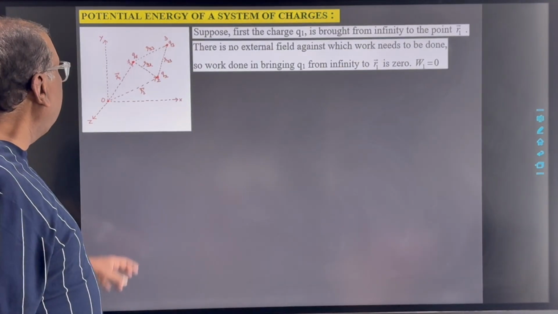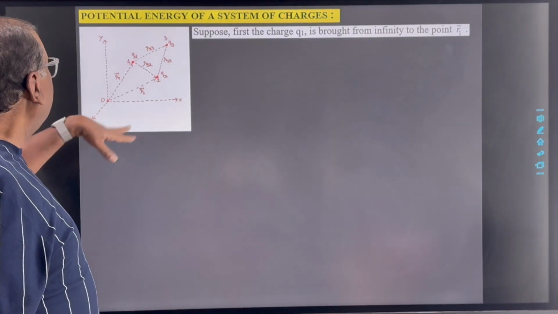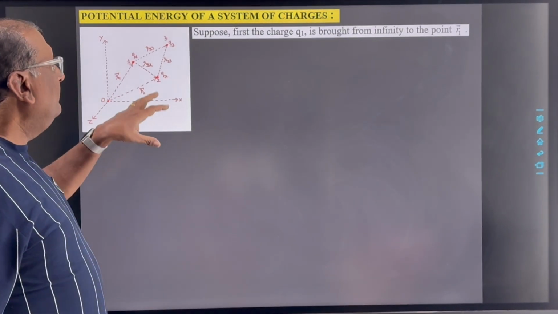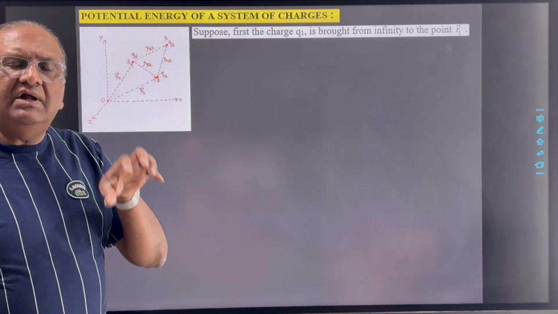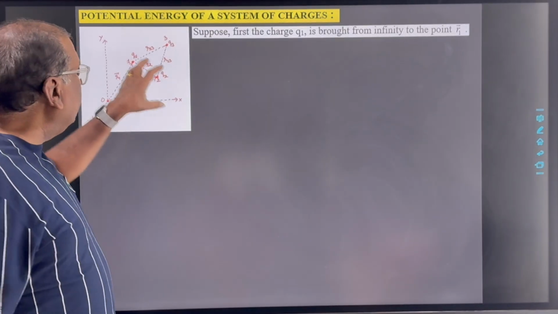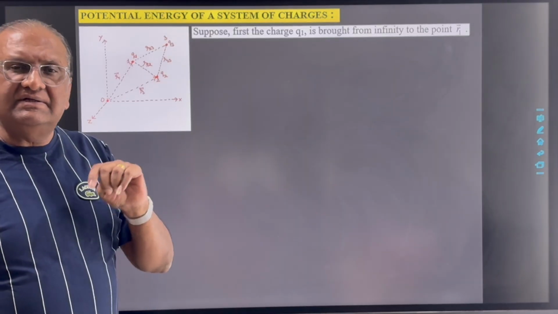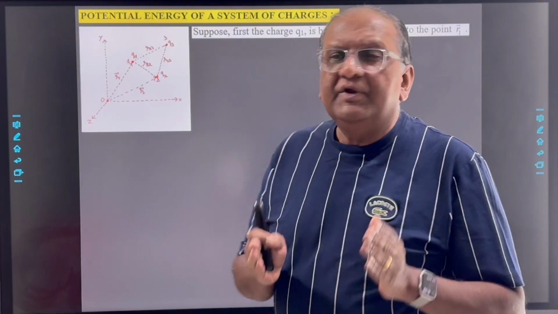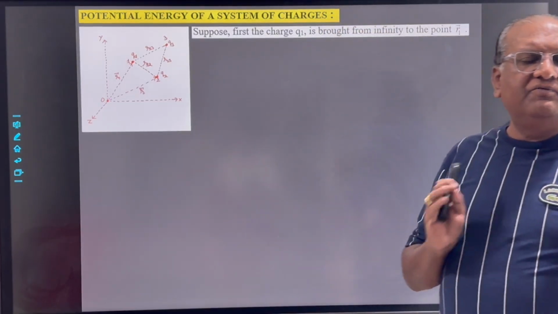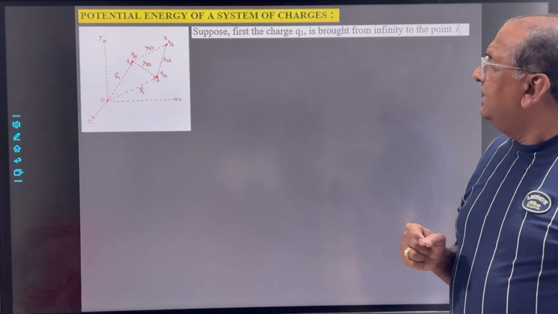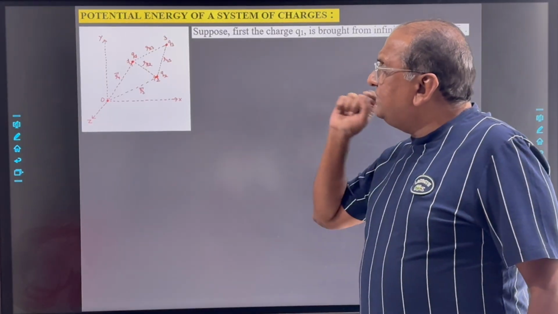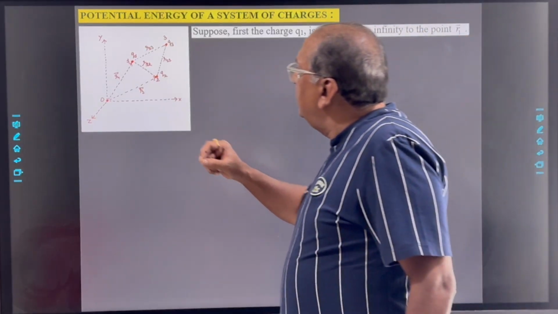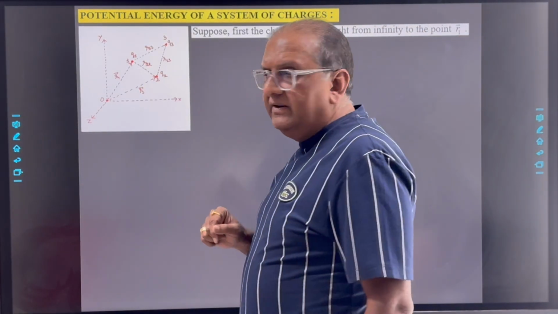Suppose we think about a system of charges as shown in the figure. Now we have to calculate the total work done for the assembly of this particular system. And we know that the total work done will be stored in it in the form of potential energy. So for this particular assembly, first we think about charge Q1.